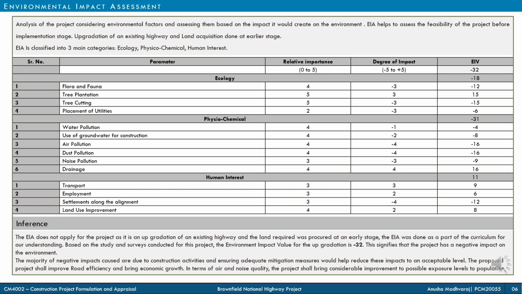It creates a negative impact on the environment, which is majorly due to the construction activities, and considering adequate measures would help reduce the impact at a considerable rate. Though the EIA is negative, it doesn't hinder the project as the land required for upgradation has been procured at an earlier stage.